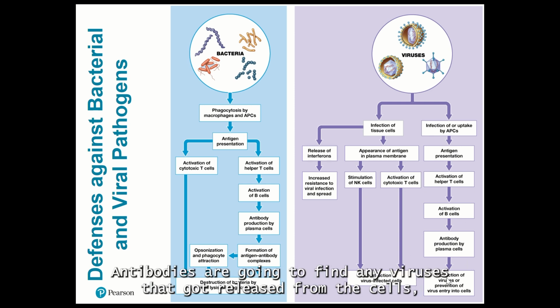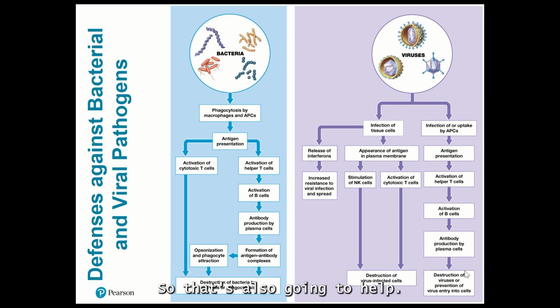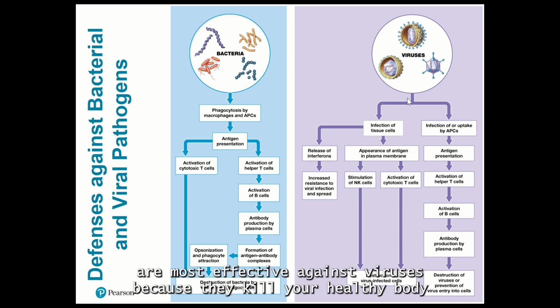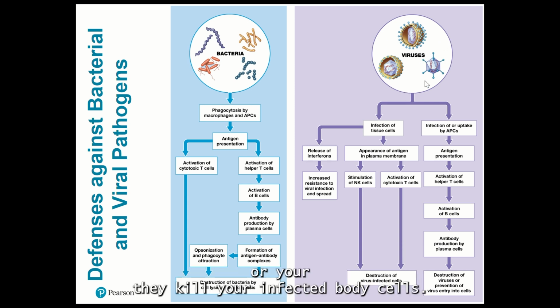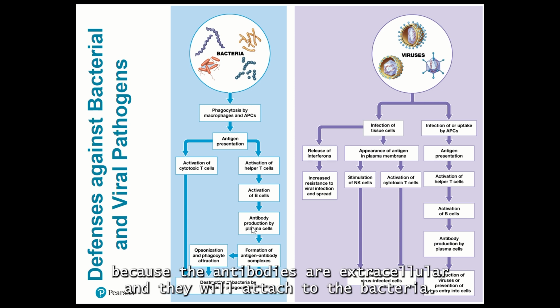Antibodies are going to find any viruses that got released from the cells, or they're going to prevent them from entering into the cells. So that's also going to help. But generally speaking, your T cells for your cell-mediated are most effective against viruses because they kill your infected body cells. Extracellular pathogens like bacteria are going to be where you can use antibodies because the antibodies are extracellular and they will attach to the bacteria.